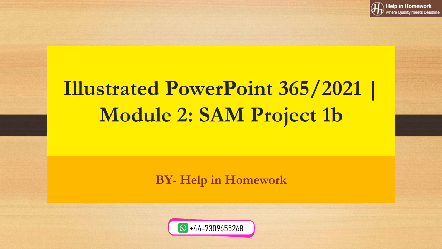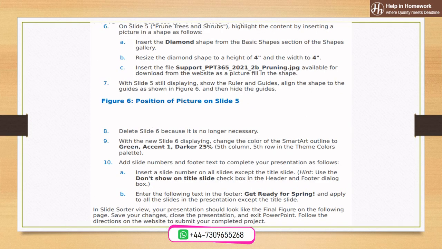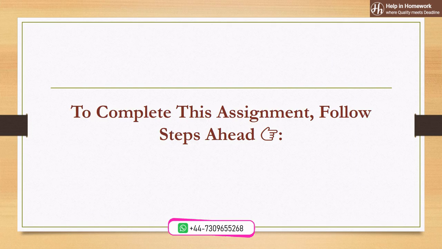We recently received a customer request for assistance with the Illustrated PowerPoint 365 2021 Module 2 SAM Project 1b assignment. Our client provided some file attachments, which you can see on your screen, with full instructions to understand the problem. To complete this assignment, follow the steps ahead. Here is a summarized solution process for each problem.